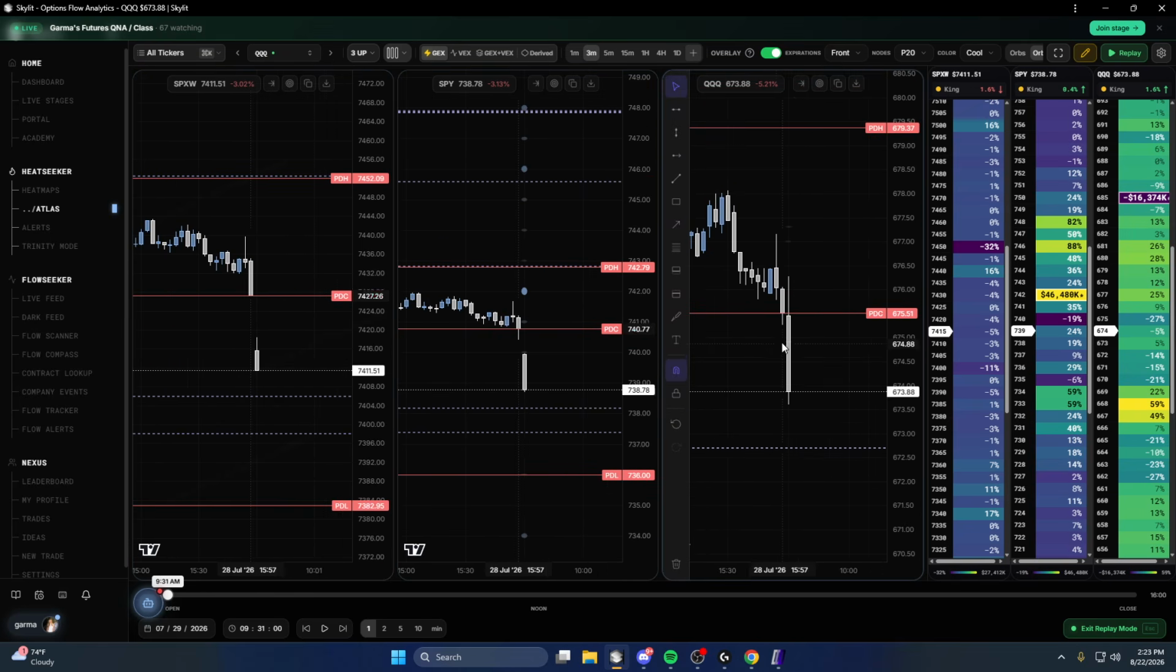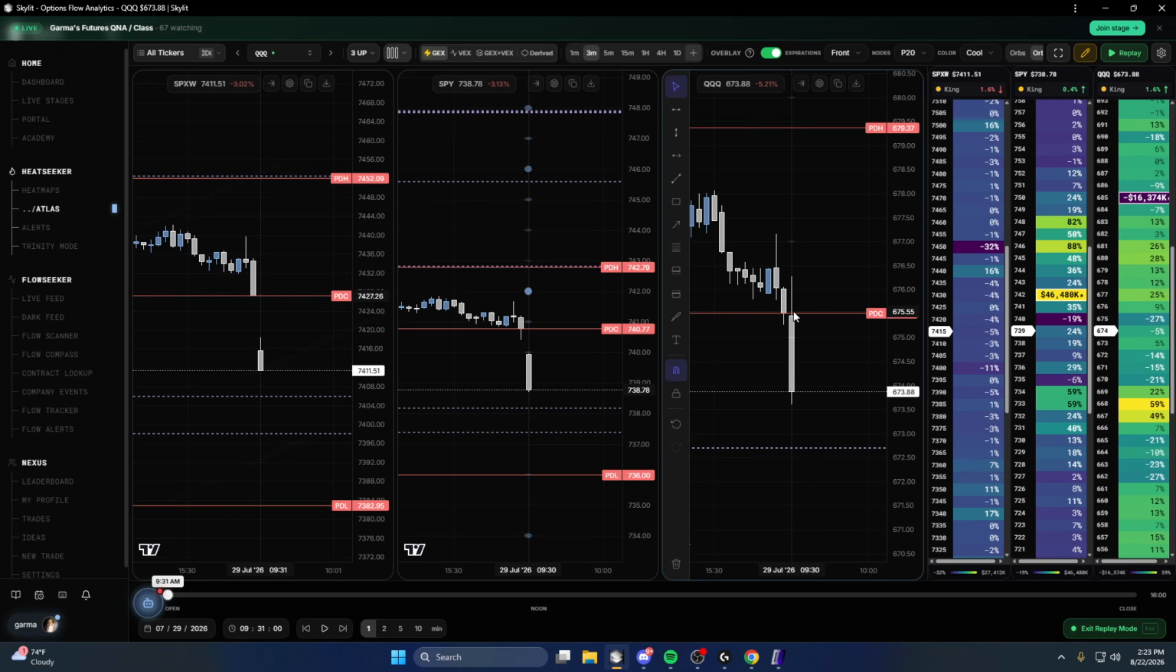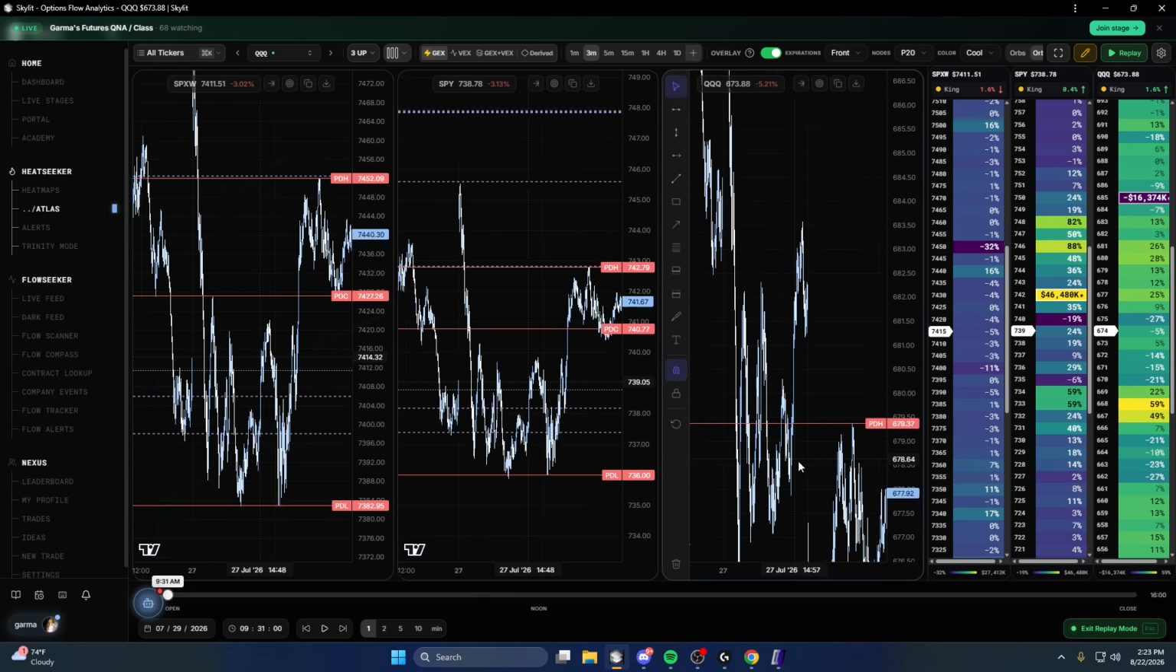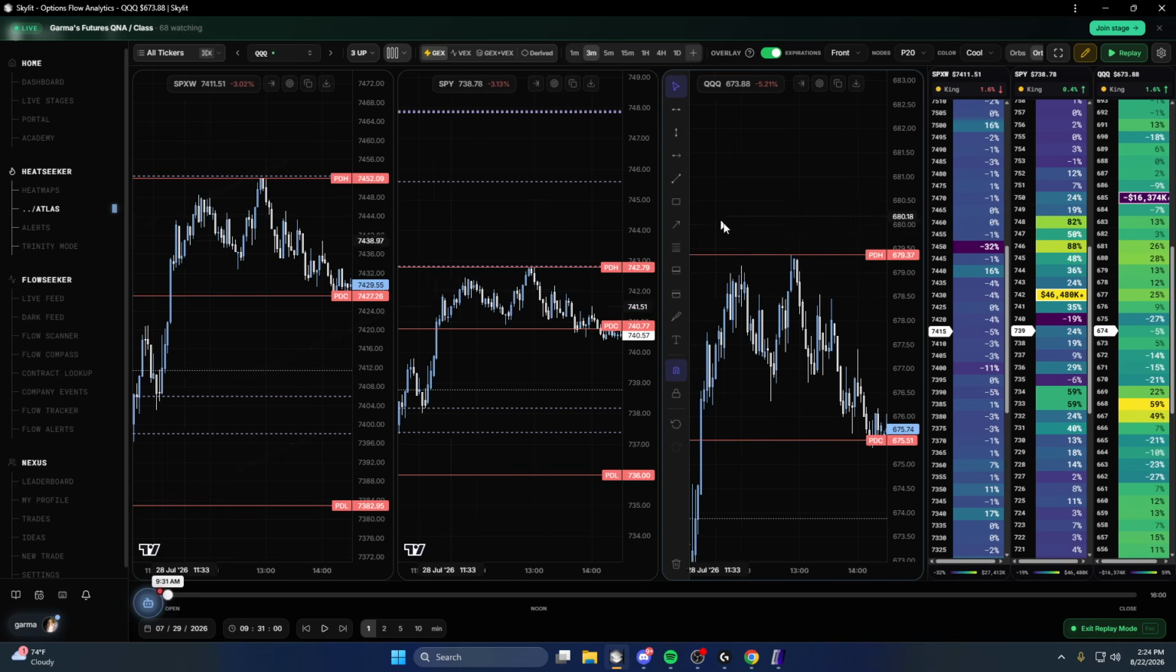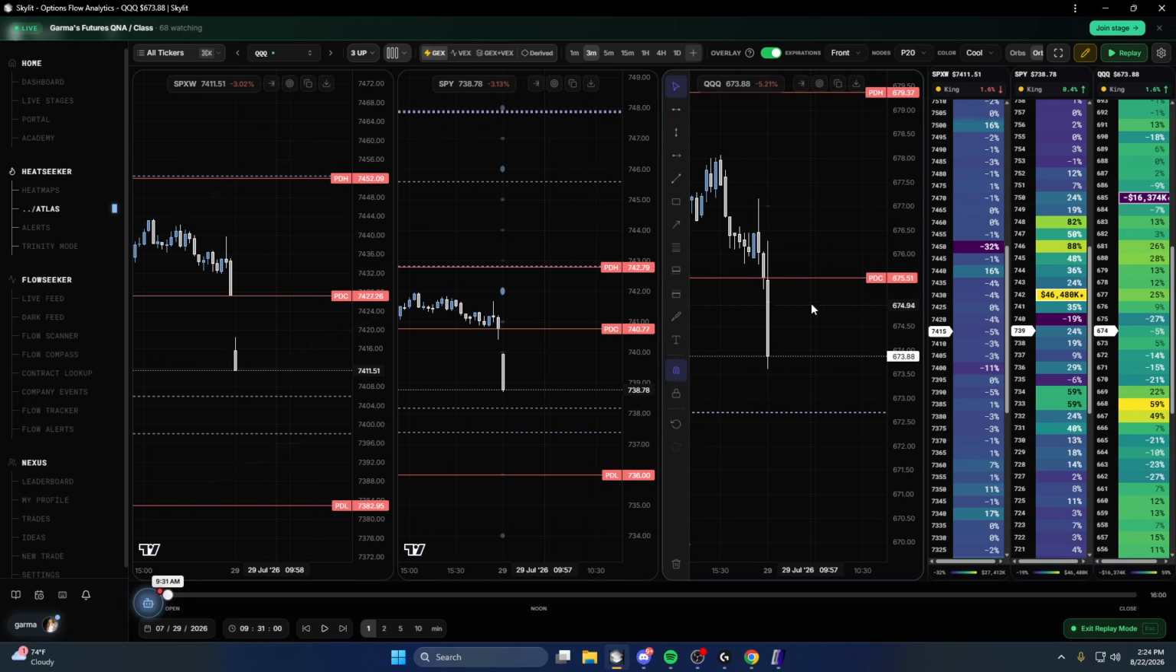Oh my god, bro, what is this map? Oh wait, no, I don't think I can do this day. I think I remember it. Actually, QQQ 685. Was this the day before the dump off the 685 node? Maybe I'm tweaking.